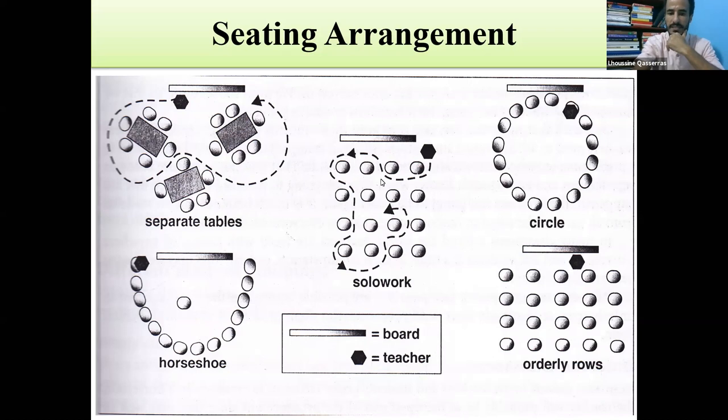You can do like this, one by one, okay. And you can put them into a circle, round tables, or orderly rows, like that. So there are different ways in which you can rearrange or arrange seating. Horseshoe, separate tables, circles, solo work, etc. And each arrangement has a purpose. Okay, it depends on the type of the activity, the type of the lesson, the type of the mode of work, etc. So these are some types of seating arrangement.